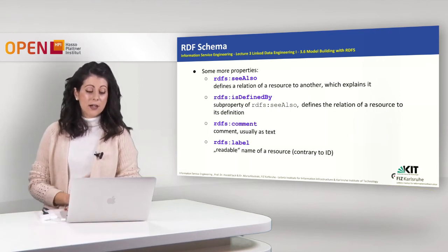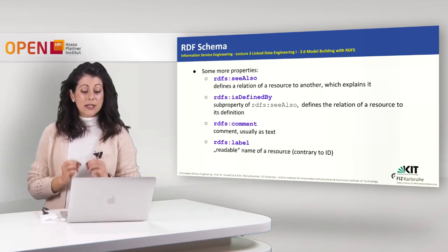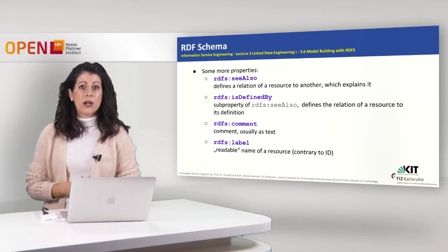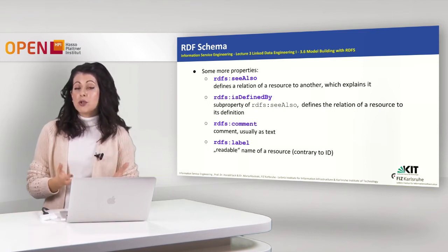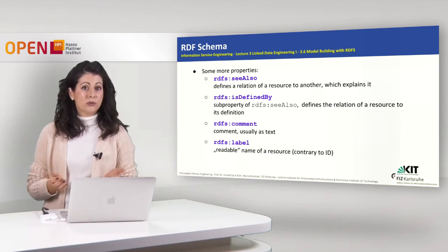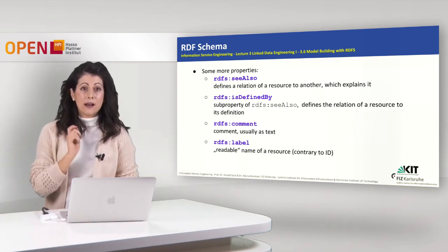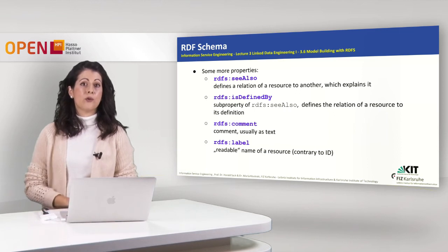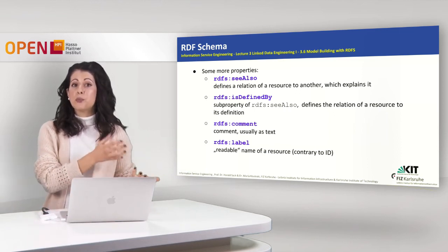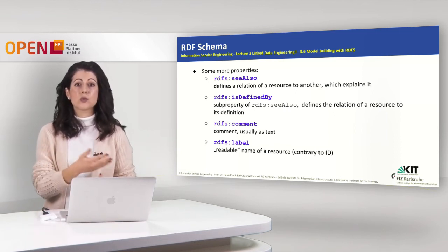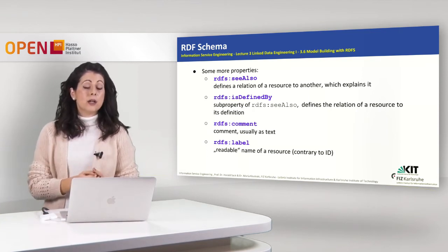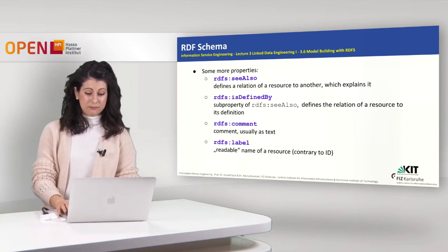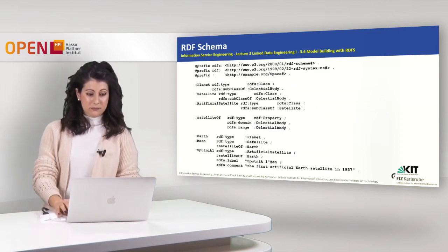This is a very widely used property. It's the readable name of a resource. Contrary to the ID, the URI, which most of the time we cannot make sense of, we have here the RDFS label, which is the readable name of it. So in case of Pluto, if we had a URI that ends with Q144, the RDFS label here would have been Pluto.